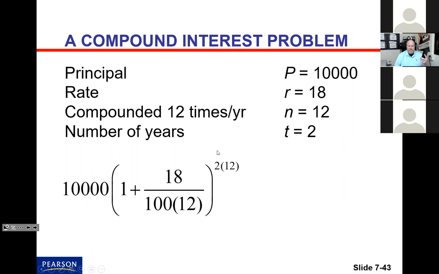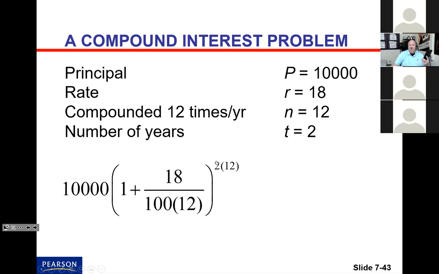Now, this exponent up here is 2 times 12, which is 24. Now, you got to get that on your calculator. Now, your calculator has one of a couple buttons. It's either going to have a Y to the X button, or it's going to have a little hat, like a little hat. Look at your calculator and find out which one it is.